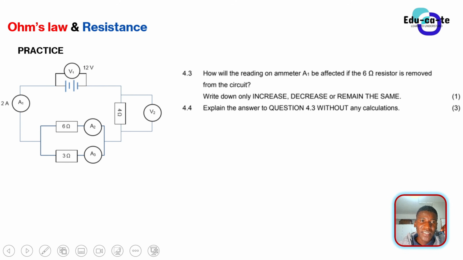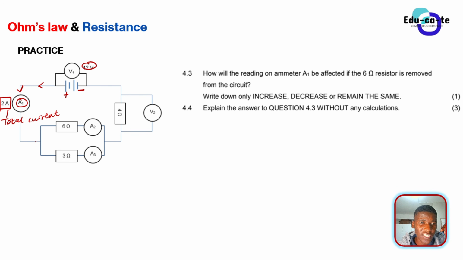The last one. Here you're having this practice again. You've got a 12 volts battery here. You've got a positive terminal and a negative terminal, so the current is flowing in this direction. And this is ammeter A1. Ammeter A1 is measuring the current directly from the battery. The one that is coming from the battery has not been split in any way, so this is the total current. So 2 amperes here is the total current of the circuit.